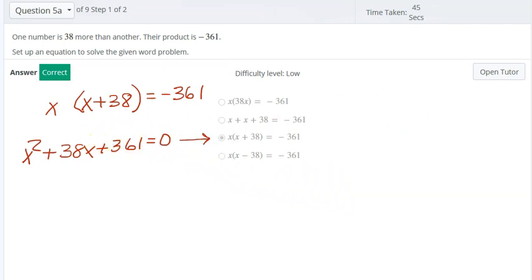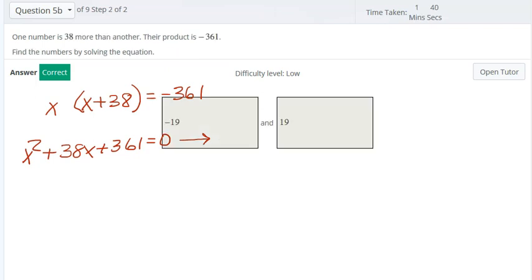And that'll be our next slide here. They will want you to solve it. And then these are the answers. Now notice, since your product is going to be negative, one of the numbers is negative, and then when you add 38 to that, you get the other number, which is 19. And when you multiply these, you get a negative 361. So this one, they're saying the difficulty level is low, but it's still a challenge.